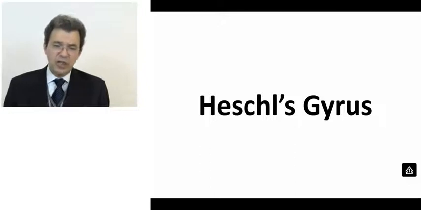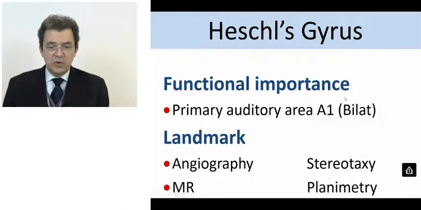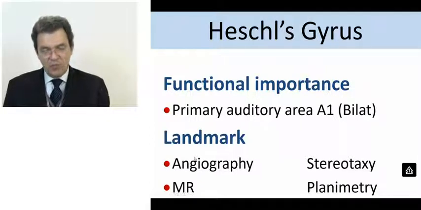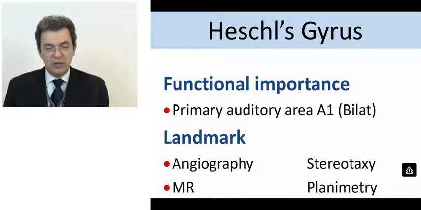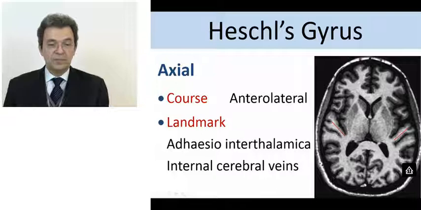Let's come now briefly to Heschel's gyrus. Heschel's gyrus is important because it is the primary cortical area. You start here from the cochlea, there are a number of relay stations that finally take you to Heschel's gyrus. So this is where its functional importance lies. It has been used as a landmark for quite a long time because a vessel typically forms a very distinct shape around the gyrus of Heschel, and that was used in angiography and stereotactic approaches as a landmark, and also in MR, of course.